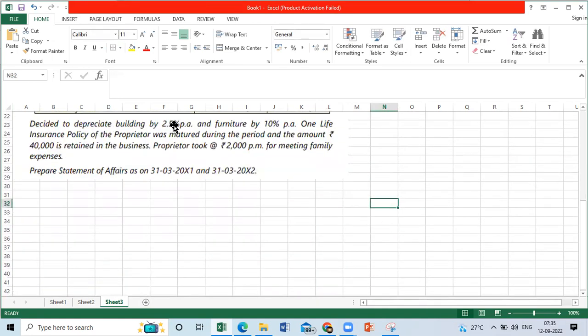They decided to depreciate building by 2.5% per annum and furniture by 10% per annum. One life insurance policy of the proprietor was matured during the period. An amount of 40,000 is retained in the business. Proprietor took 2,000 per month for meeting family expenses. Prepare a statement of affairs as on 31st March 2021 and 31st March 2022.